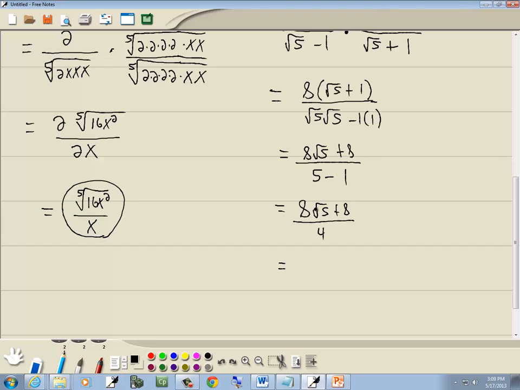Now notice that on top they have a GCF. I could factor an 8 out, but even less than that, I could factor a 4 out. And that would give us 4 times 2 square root of 5 plus 2 over 4. Now why did I choose 4 instead of 8 to factor it out? Well, I noticed there's a 4 down in the denominator. And if I factor out a 4, these would cancel. So that gives us 2 square root of 5 plus 2. And that's our answer.